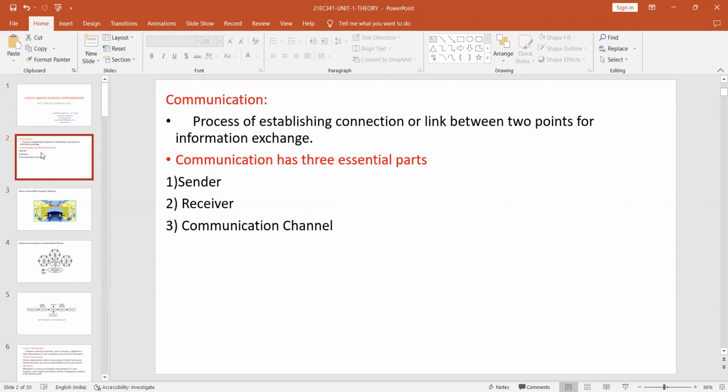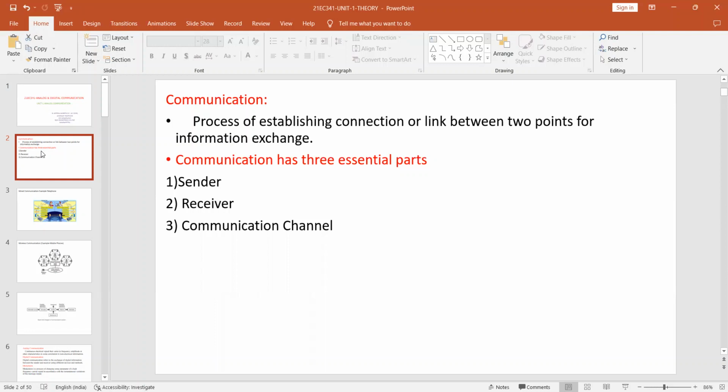So we all know in this world, communication is everything. We need to communicate to process things. From the beginning of mankind, communication has existed. Communication is the process of establishing a link between 2 points. Through communication only, we can exchange information.